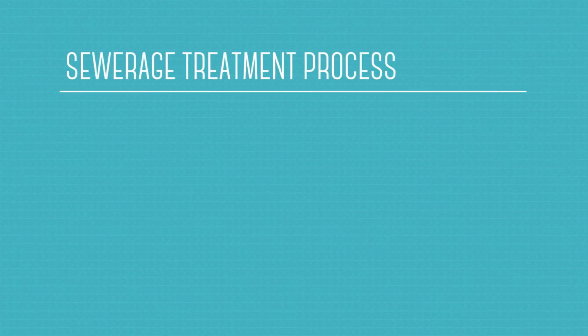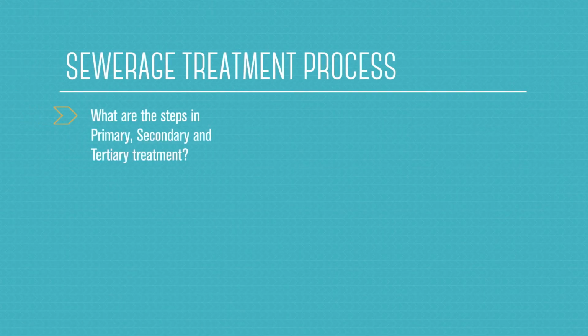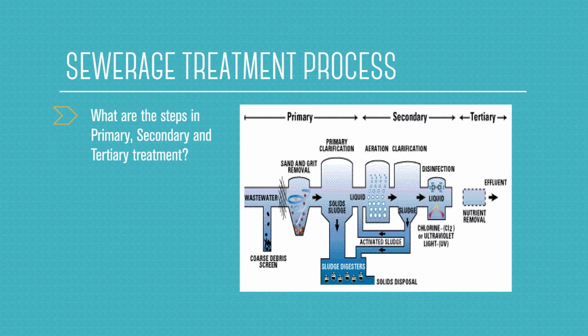Another question that pops up from time to time is on sewerage treatment processes. So what are the steps involved? We have primary, secondary and tertiary treatment. It would help if you could create a flow chart to help illustrate those steps.